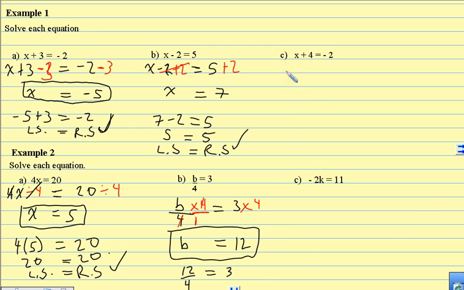So I'm going to leave C as an example for you to do on your own. Make sure you write it down exactly how I did here. And we'll see in the next example when we're doing a two-step equation.